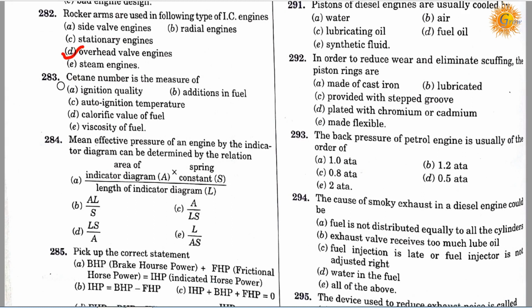Question number 283. Cetane number is the measure of: option A, ignition quality; option B, additions in fuel; option C, auto ignition temperature; option D, calorific value of fuel; option E, viscosity of fuel. So the correct answer of 283 will be A, ignition quality.